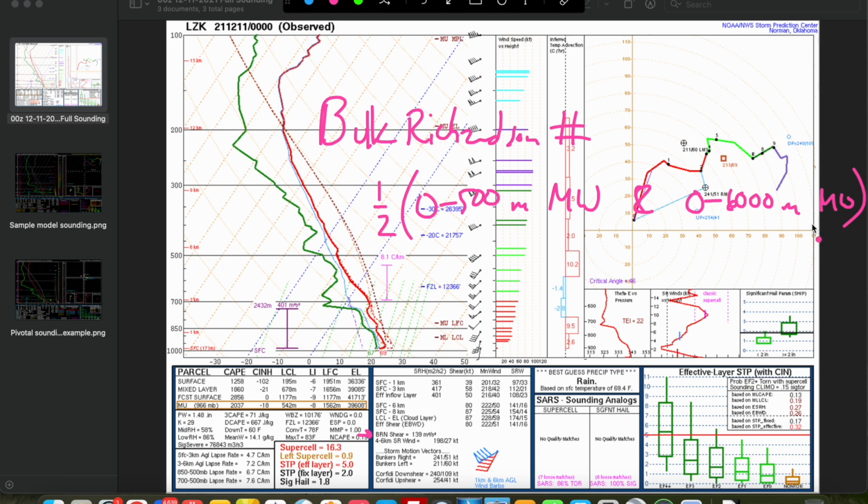It tells us how likely supercell storms are in a given environment. The higher the bulk Richardson shear is, the greater chance you have for supercell thunderstorms. I never use BRN shear when I'm making a forecast. It's really not super important in the grand scheme of things, but it is there. It is a way to kind of quantify the potential for supercells in a given environment.